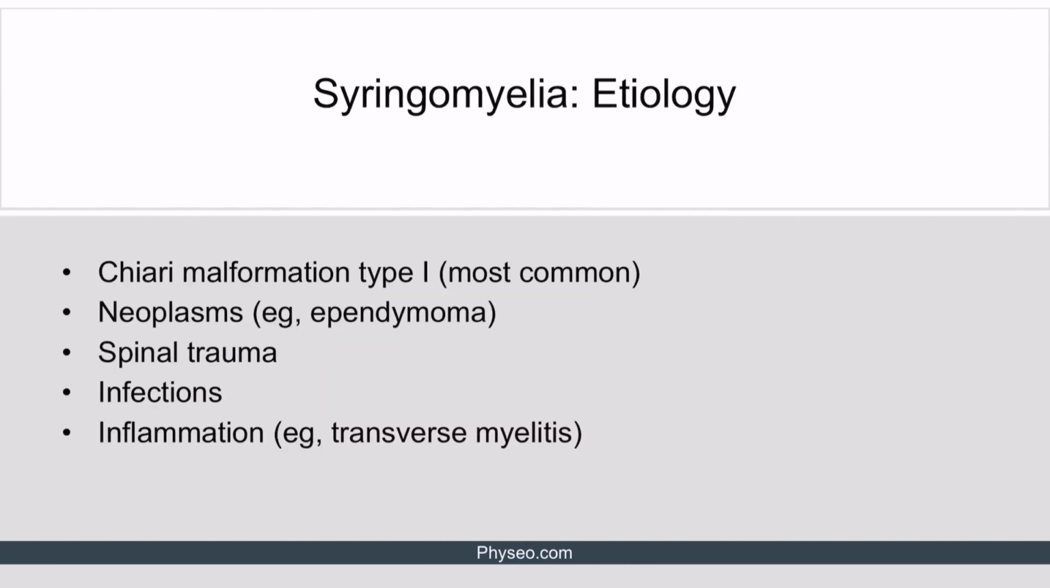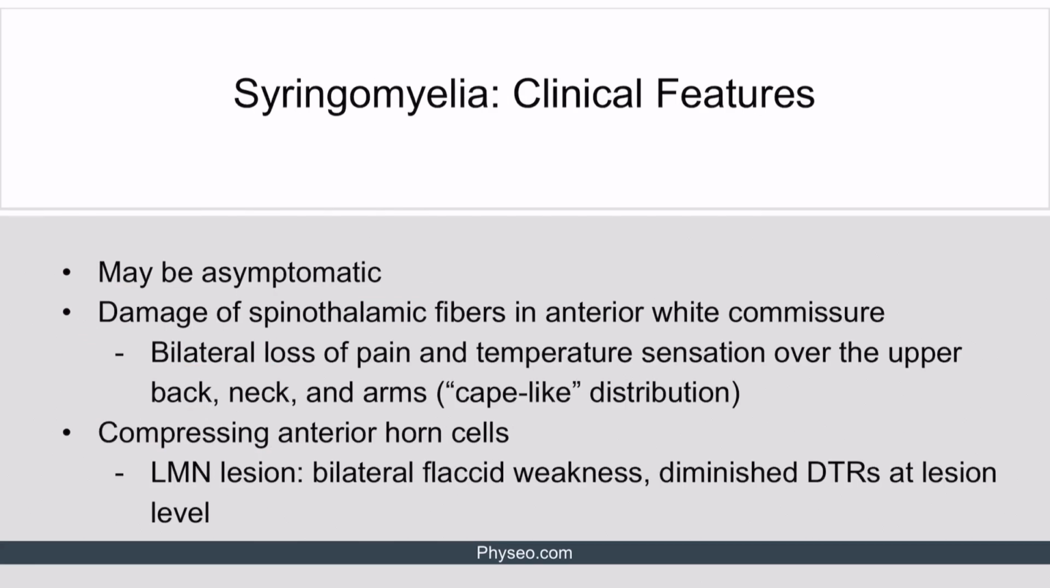There are several conditions that are associated with or can result in the formation of Syringomyelia. These include Chiari malformation type 1, which is the most common, neoplasms such as ependymoma, and post-spinal trauma. In addition, infections and inflammatory disorders such as transverse myelitis can be followed by Syringomyelia formation. Let's discuss clinical features. Syringomyelia can be asymptomatic. However, when it is symptomatic, it has the typical manifestations of central cord syndrome.